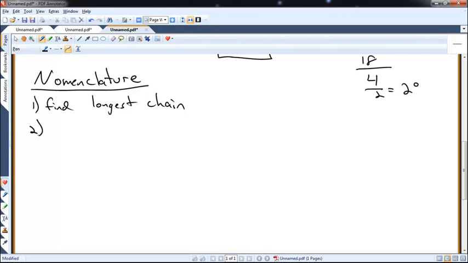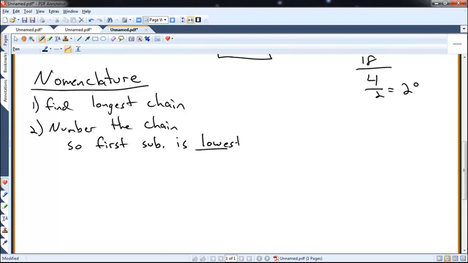Find the longest chain. Then we have to number the chain so that the first substituent you encounter is the lowest number. Okay, that's important. Then we have to name the groups attached and specify their position.